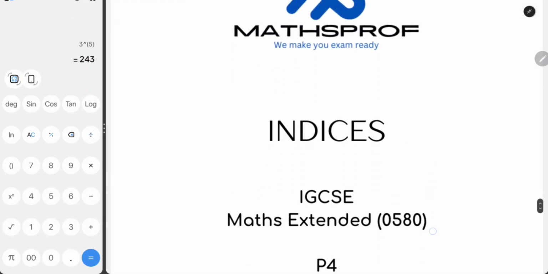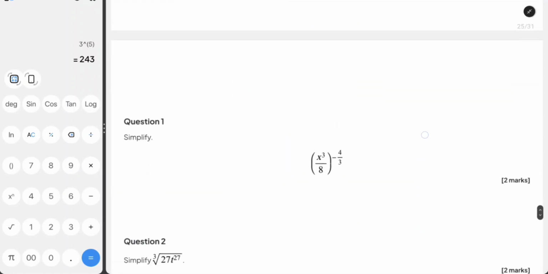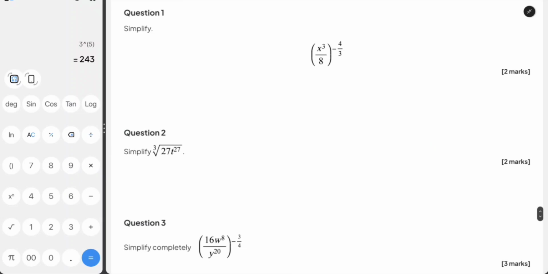Clear? Let's see the third worksheet. First question, first step is making the power positive. For that we'll reciprocate the base. So this will become 8 upon x raised to 3, to the power 4 by 3. Now we'll give them separate powers, because in division and multiplication you give them separate powers. So it will be 8 to the power 4 by 3 upon x raised to 3 to the power 4 by 3.